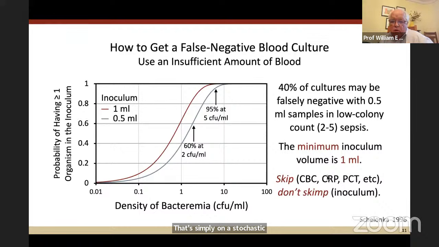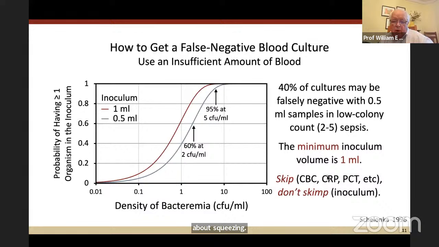So the message from this is that we should skip ancillary diagnostic tests like the CBC, C-reactive protein, procalcitonin, and so forth, so that we don't have to skimp on the inoculum that's put into the blood culture bottle. So when you get a small volume of blood, which is typically the situation, our nurses are pretty good about squeezing blood out of babies or drawing it from their veins.